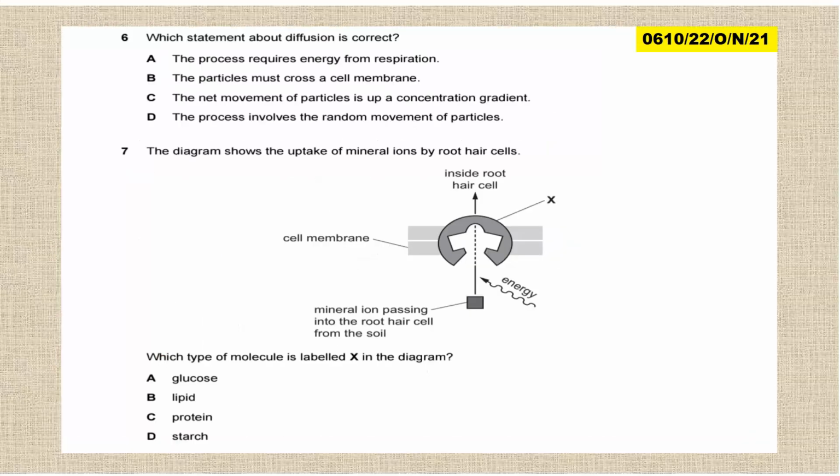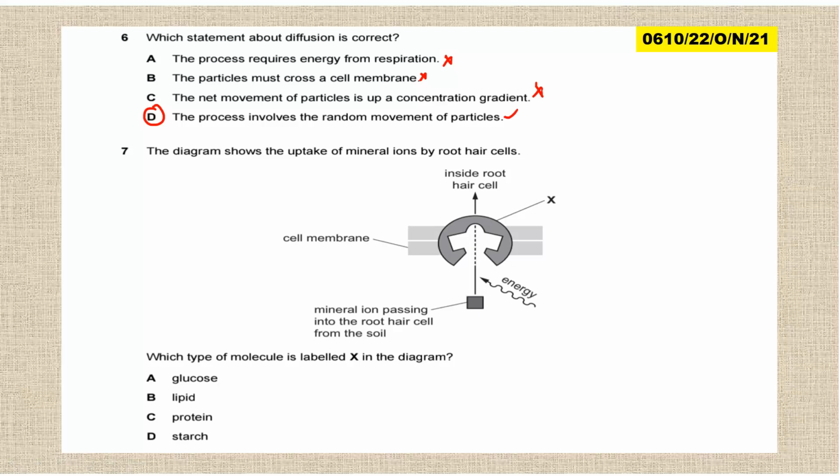This is paper 2, variant 2, October-November 2021. Which statement about diffusion is correct? Does the process require energy? No, it does not require energy. The particles must cross the cell membrane? The net movement of particles up the concentration gradient? No. The process involves random movement of particles. So it is not the others, but it involves random movement of particles. And the answer is D.